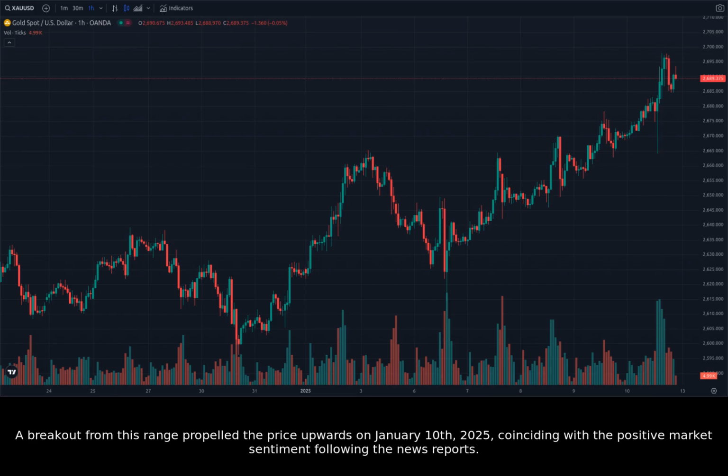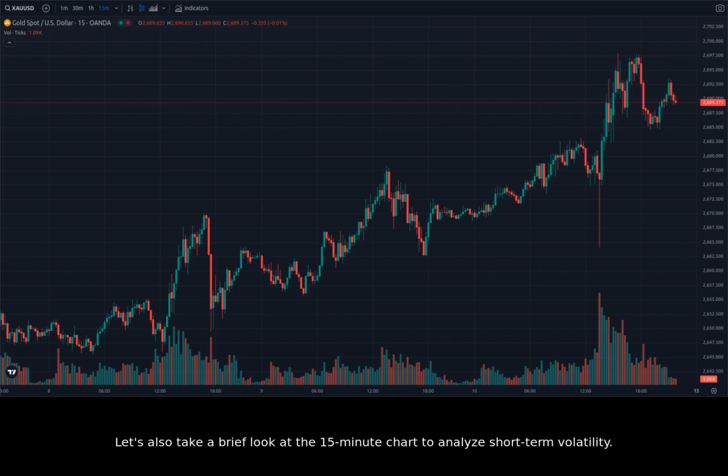A breakout from this range propelled the price upwards on January 10, 2025, coinciding with the positive market sentiment following the news reports. Let's also take a brief look at the 15-minute chart to analyze short-term volatility. The 15-minute chart could show some short-term fluctuations, providing insights into immediate trading opportunities.